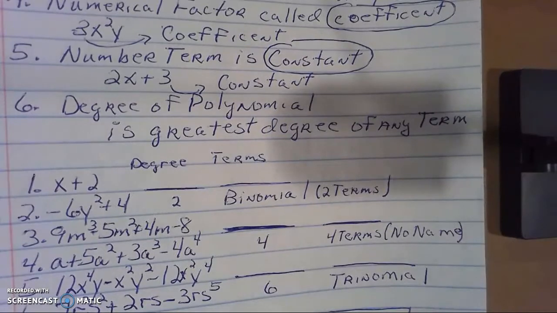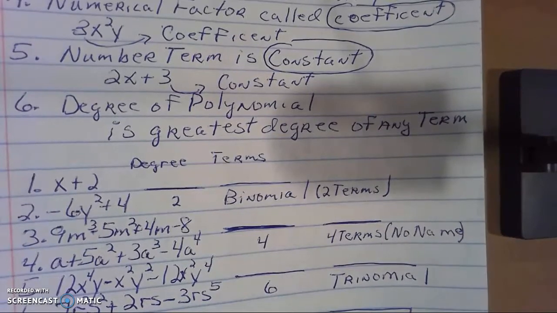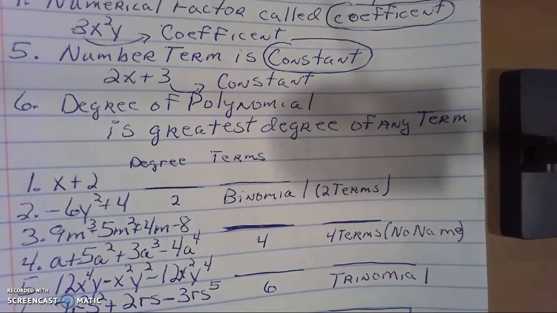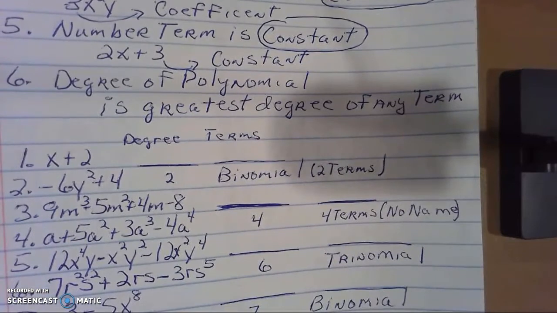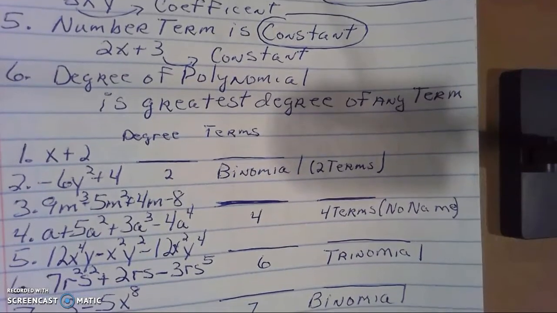Number 1, the degree is 1 because the exponent on that x is 1, and 2 doesn't have a variable on it, so the degree comes from the exponents of the variables. So degree is 1 on number 1, and it has two terms, a binomial. Number 2, negative 6y squared plus 4. The degree is 2 from the exponent of the y, and it's a binomial, two terms.